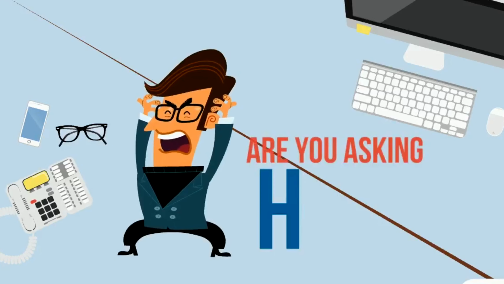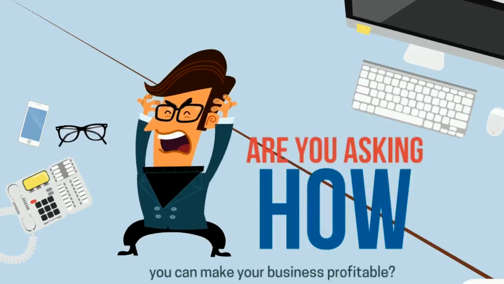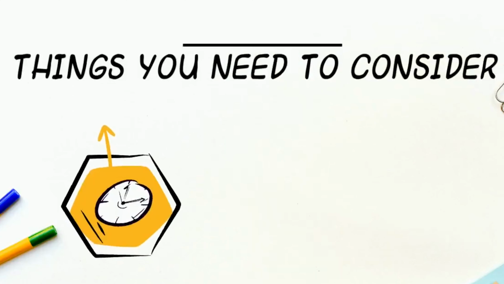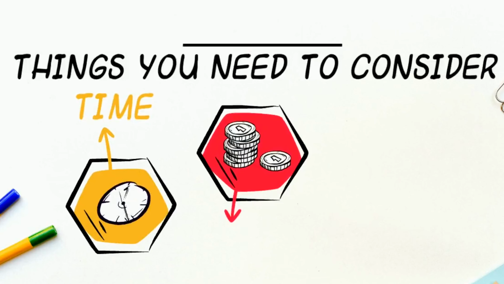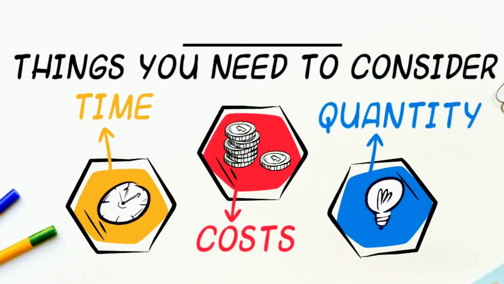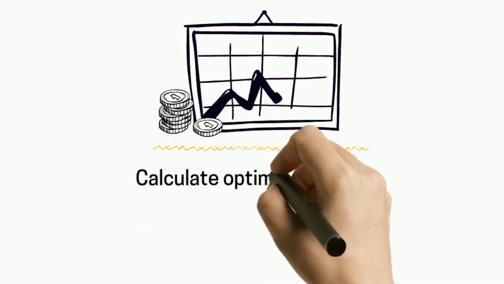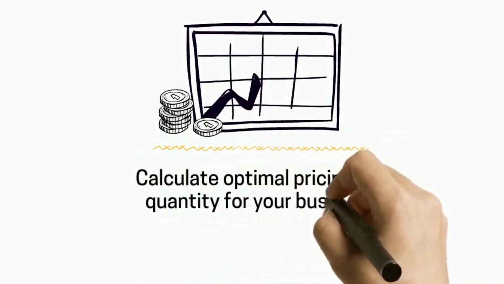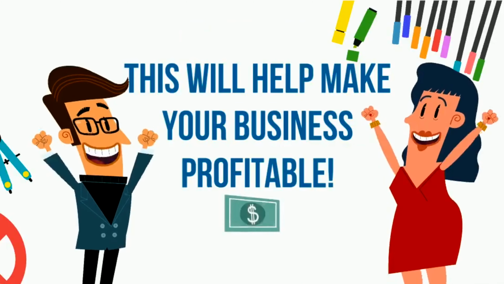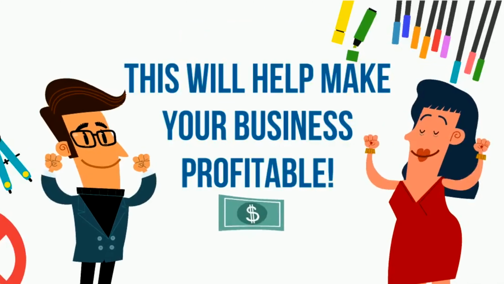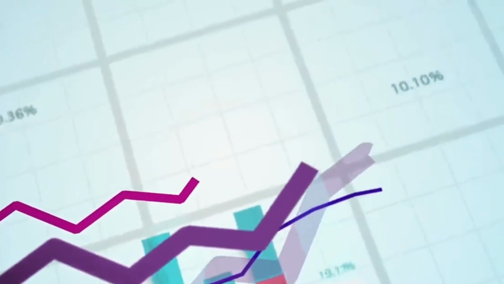Do you find yourself asking how you can make your business profitable again? Well, there are a few things you need to take into consideration, like time, cost, and quantity. Once you have all of this information, you can calculate your optimal pricing and quantity for your business in order to be successful. This will help make you a profitable business. So let's look at an example.